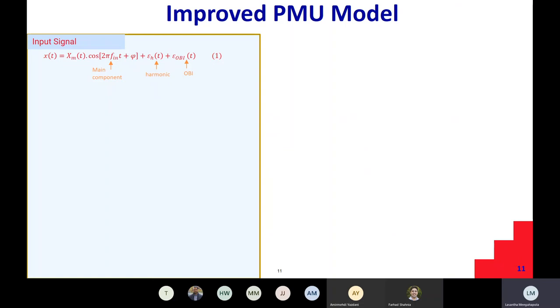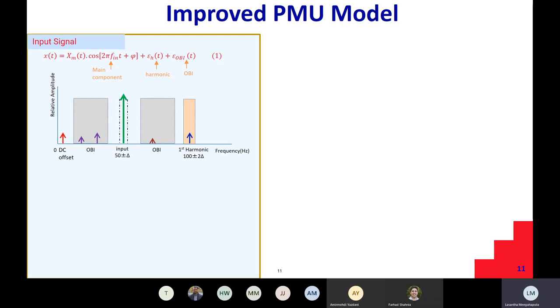So if you take an input signal like this, which is comprised of the main fundamental frequency as well as harmonic as well as some interference component, it can be represented in this manner, which is x(t) is equal to X_m(t) cos(2π f t + φ), the fundamental frequency component, and the harmonic component as well as the OBI, the out-of-band interference component. So in the frequency domain, we can represent these components in this way.